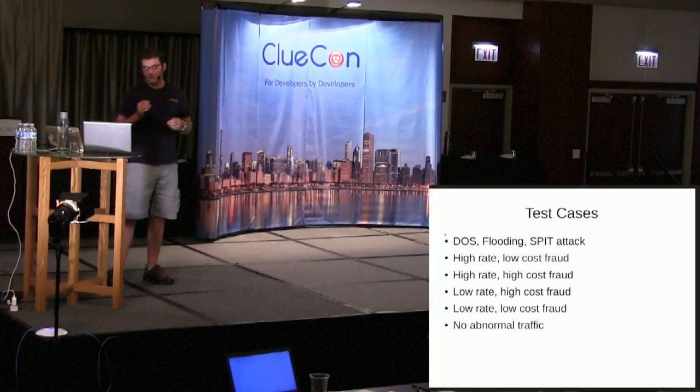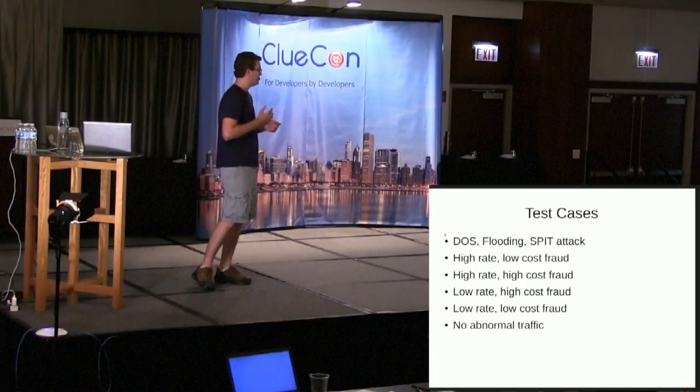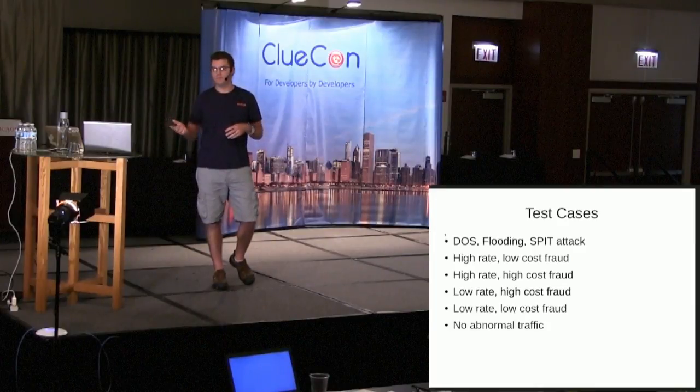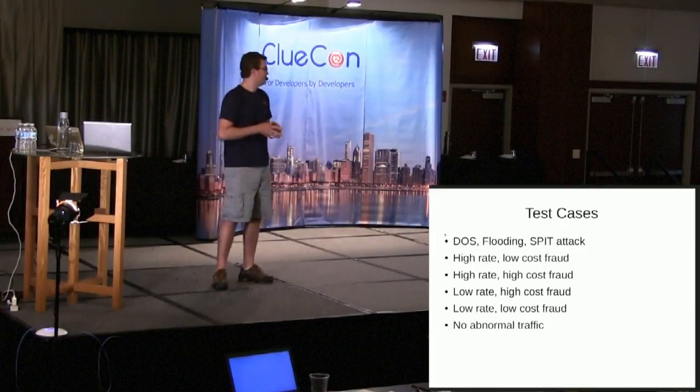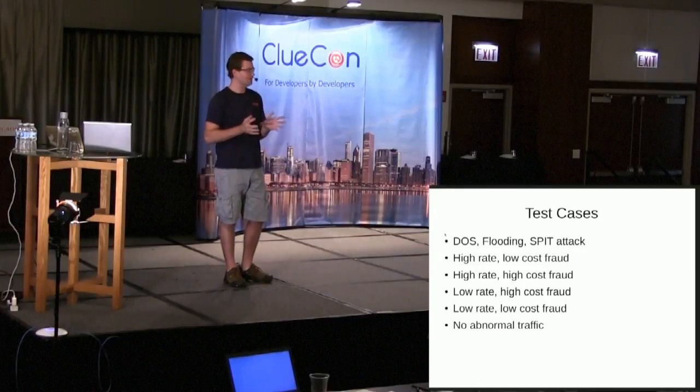For the test harness script, I devised 6, I think that's 6, right? Different scenarios to see how different methods worked. And so the first one we're going to be looking at is a DOS or flooding or a SPIT attack where there's no actual change in price. It's just somebody flooding the network with SIP traffic.